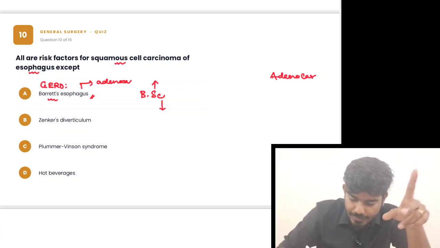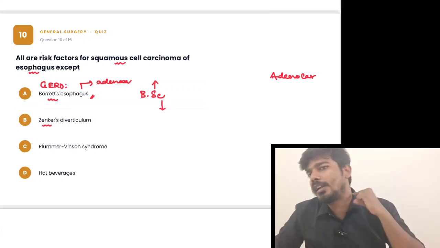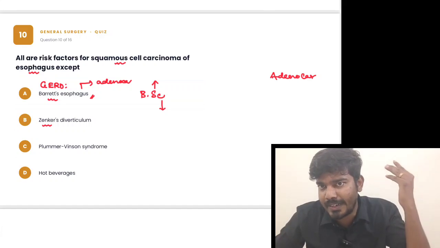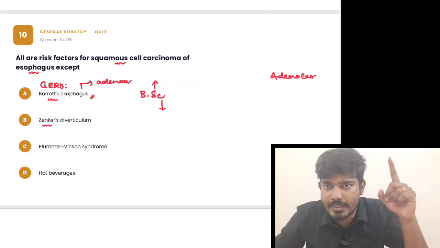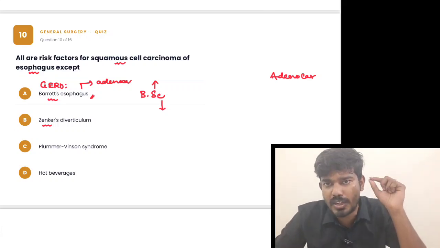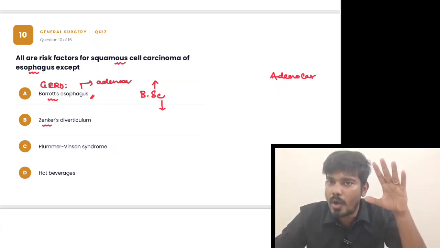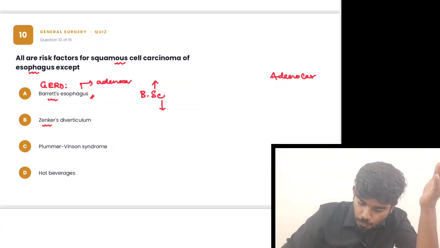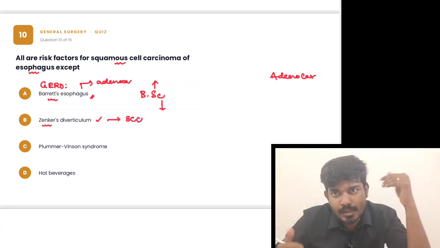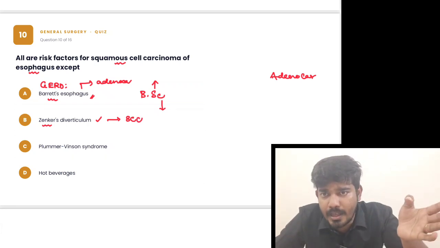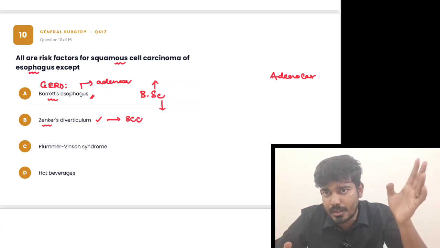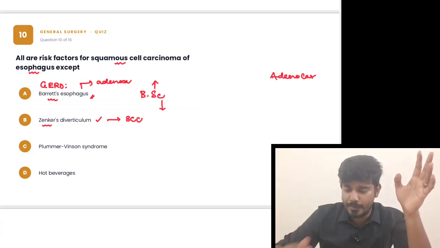Apart from that, where is Zenker's diverticulum? It is in the posterior midline, but it is high up, at Killian's dehiscence. Okay, Zenker's diverticulum comes because of the defect at Killian's dehiscence. So since it is in the upper one third, if malignancy is a rare complication, it develops into a squamous cell carcinoma.